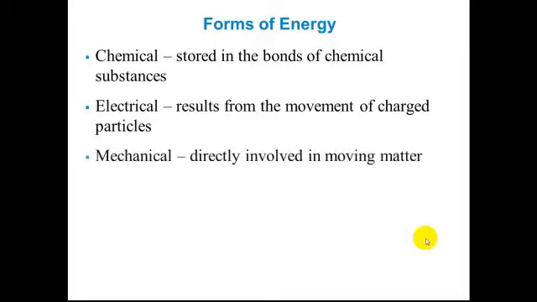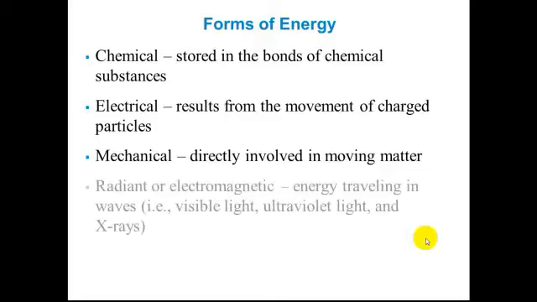There's also then mechanical energy, and mechanical energy is directly involved in moving matter. Examples of mechanical energy that we will talk about in terms of anatomy and physiology will be the movement of muscles pulling on bones. The last of these forms of energy we will call radiant or electromagnetic energy. This is energy that travels in waves. So this would be things like our visible light, ultraviolet light, and X-rays.